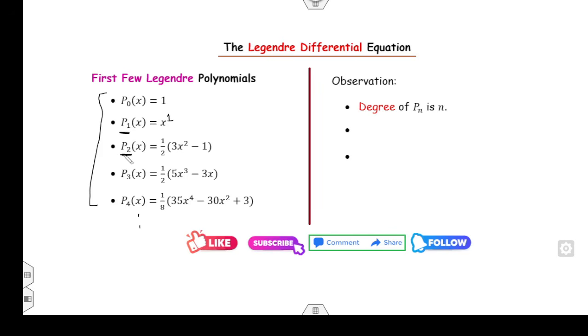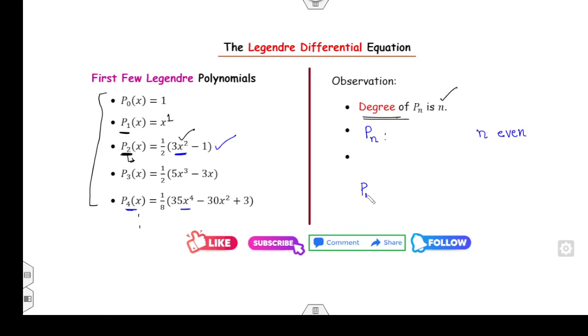If you consider n is 2, the polynomial has degree 2. The degree of each polynomial Pn is n. Another observation you can obtain: whenever n is even, the polynomial is also even. P of 2 is an even polynomial. P of 4 is an even polynomial.